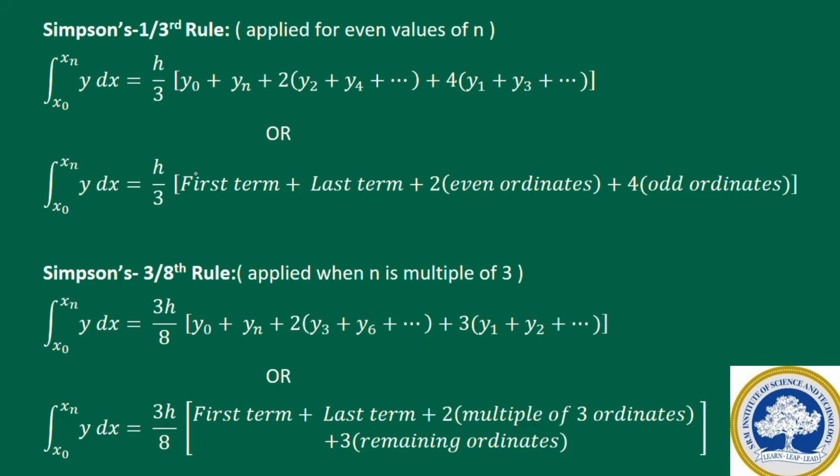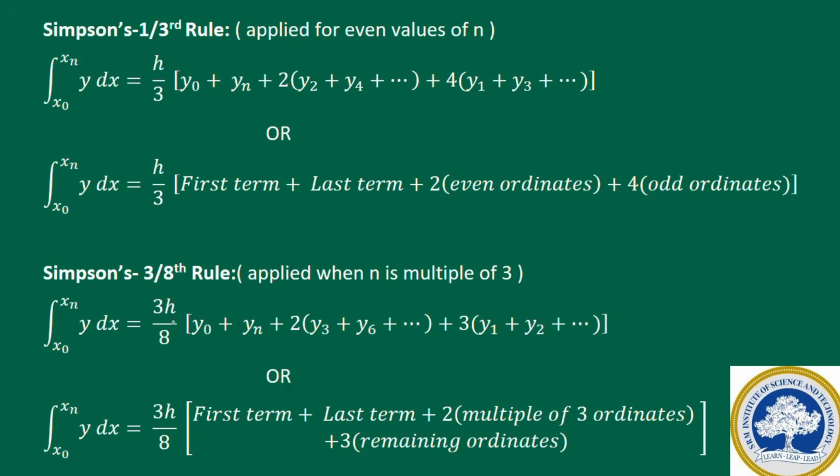Next is Simpson's 1/3 rule. Here it is applied for even values of n. The formula is h by 3 into y0 plus yn plus 2 times the even ordinates, that is y2 plus y4 plus etc., plus 4 into the remaining terms, that is the odd ordinates, y1 plus y3 plus etc. Or otherwise we can write the formula like this: h by 3 into first term plus last term plus 2 into the sum of even ordinates plus 4 into the sum of odd ordinates.